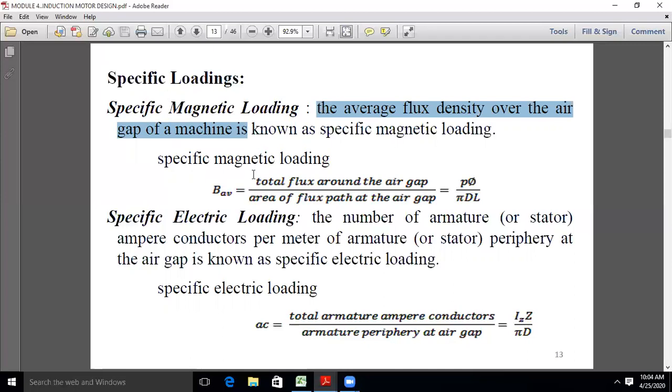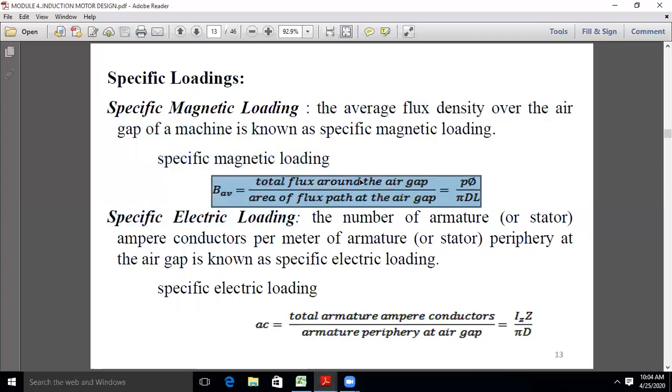It is given by the total flux around the air gap divided by the area of flux path at the air gap. So here we take the total flux as p phi, and the area of flux path at the air gap as pi d l. So this is the specific magnetic loading.